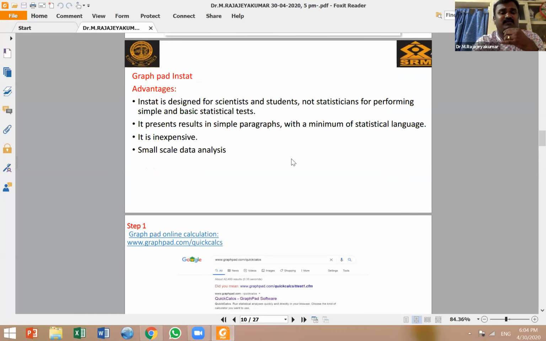Right. Now, what are the uses or advantages of using GraphPad InStat software? InStat is designed for scientists and students, not for statisticians. So students and researchers can easily use this software to do simple statistical tests. It presents results in simple paragraphs with minimal statistical language. It's very inexpensive, you can use it online, it's free. Whenever we are doing a study with a small sample size, you can use this software. So this is the first step.